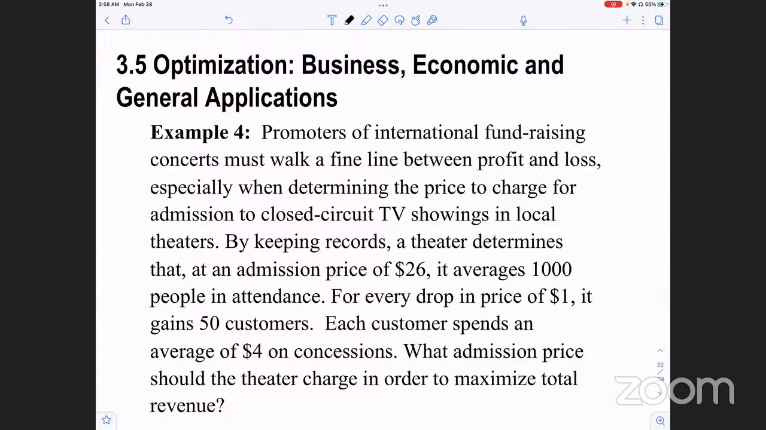Okay. So promoters of international fundraising concerts must walk a fine line between profit and loss, especially when determining the price to charge for closed circuit TV showings in local theaters. By keeping records, a theater determines that at an admission price of $26, it averages 1,000 people in attendance. For every drop in price of $1, it gains 50 customers. Each customer spends an average of $4 on concessions. What admission price should the theater charge in order to maximize the total revenue?